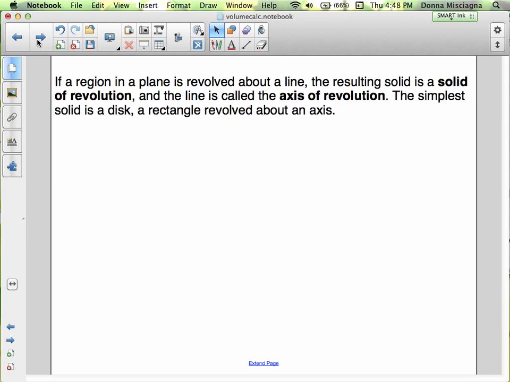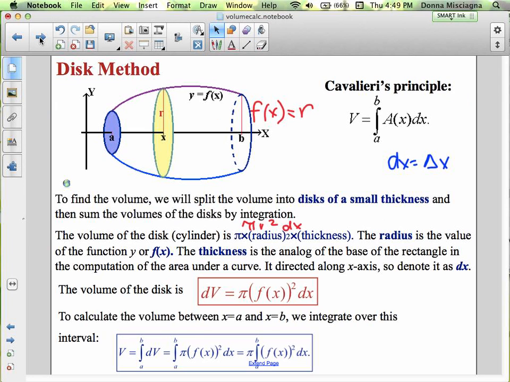If a region in a plane is revolved about a line, the resulting solid is a solid of revolution, and the line is called the axis of revolution. The simplest solid is a disk, a rectangle revolved about an axis. That's why it's called the disk method, because we can represent our volume with lots and lots of disks.